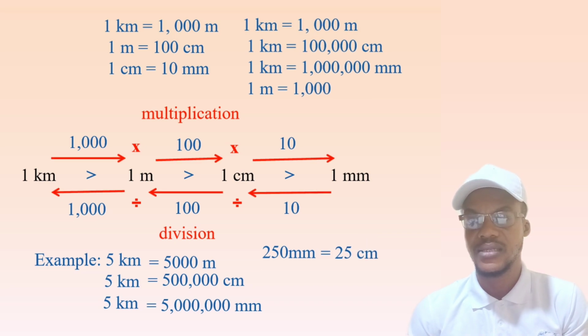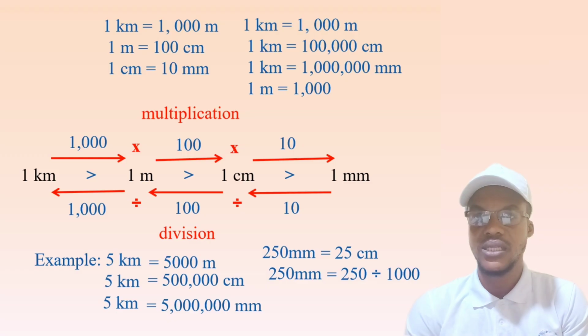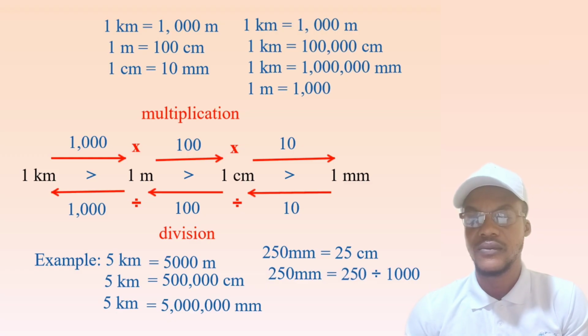That is great. What about if I'm to convert to meters? The same way, I have to divide by 1,000. If I'm converting from millimeters to meters, I divide by 1,000, and that gives me 0.25 meters. Have you gotten that?